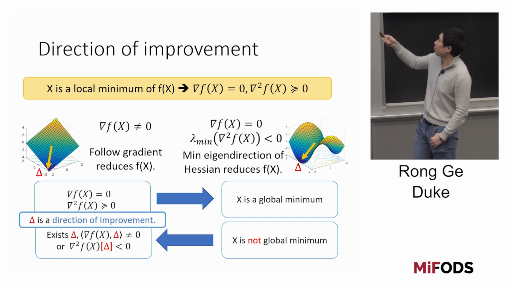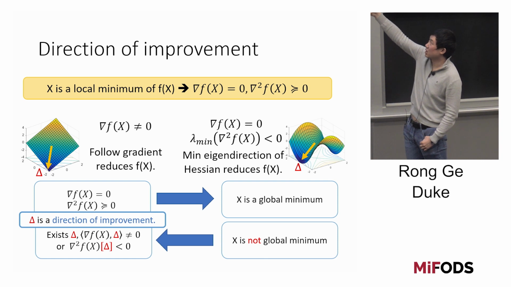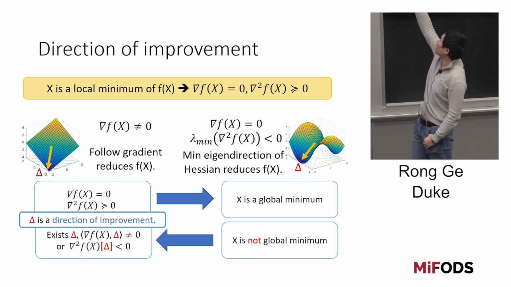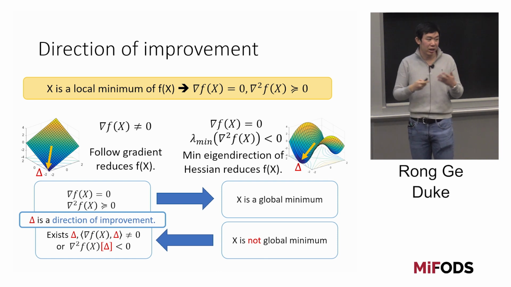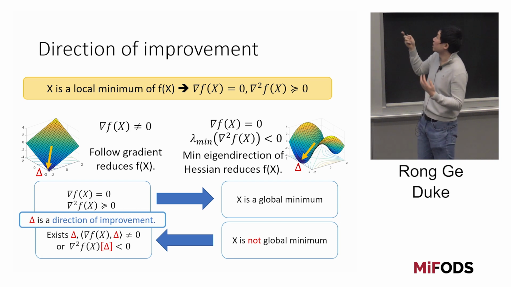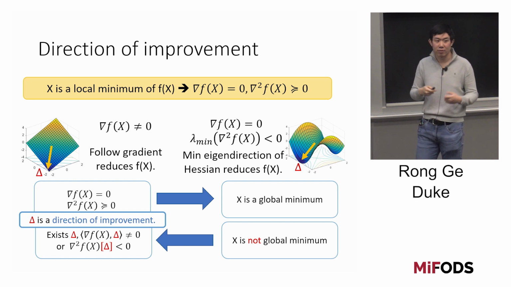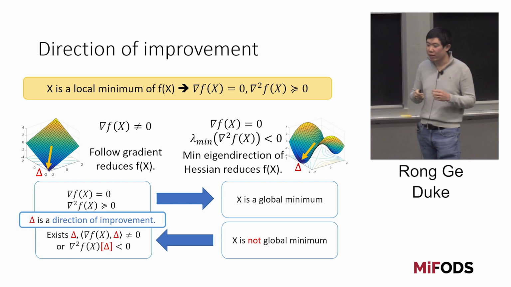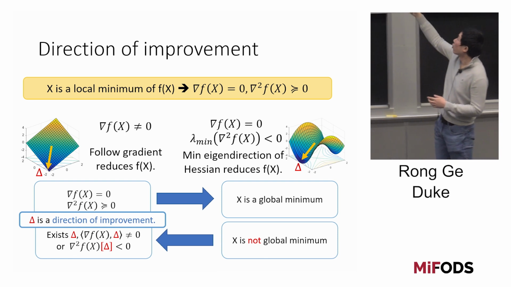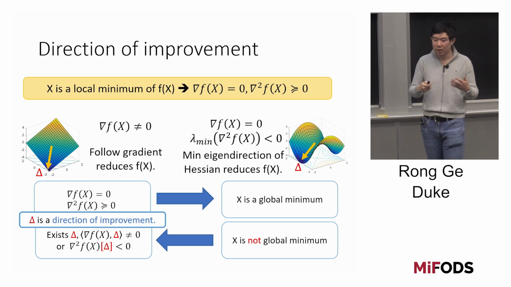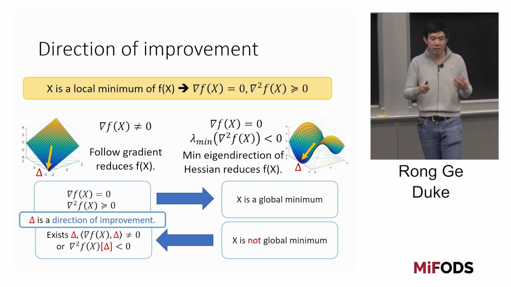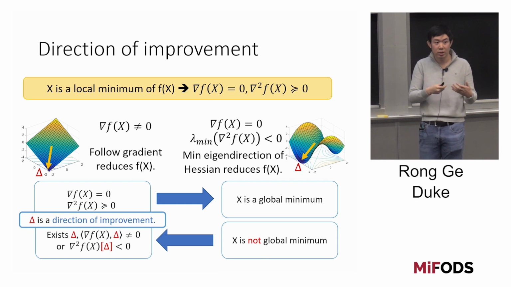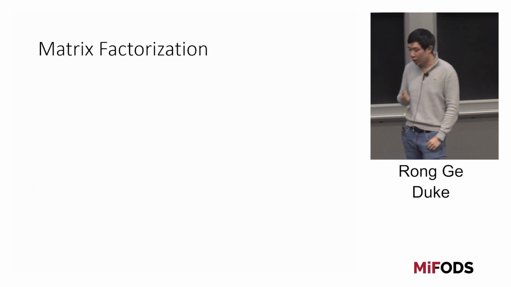The direction of improvement in this case is really anything that has a correlation with the gradient direction. And in the Hessian case, it is anything that is negative when you look at the quadratic form of the Hessian. So if we can find a direction of improvement for every point that's not a global minimum, we have also proved that every local optimum must be globally optimal, because for anything that's not globally optimal, we know how to locally improve it. Okay, so how do we do that?